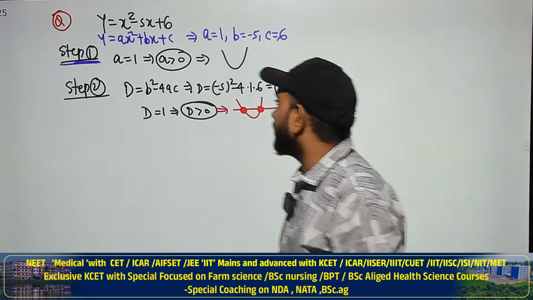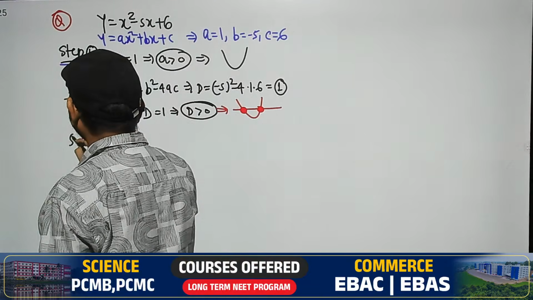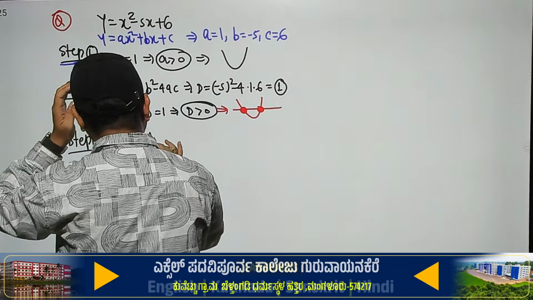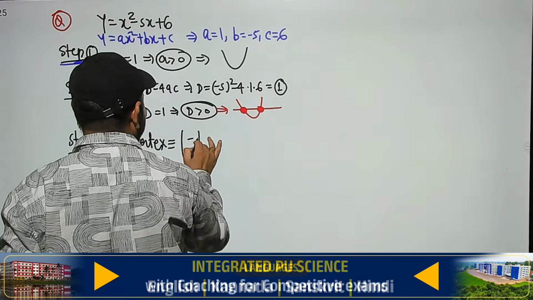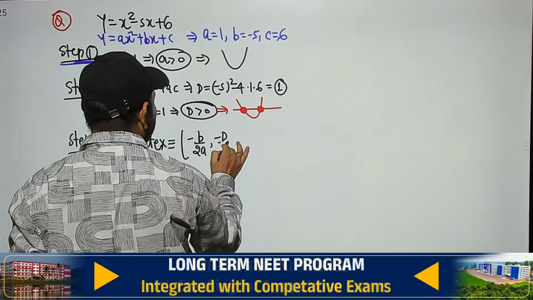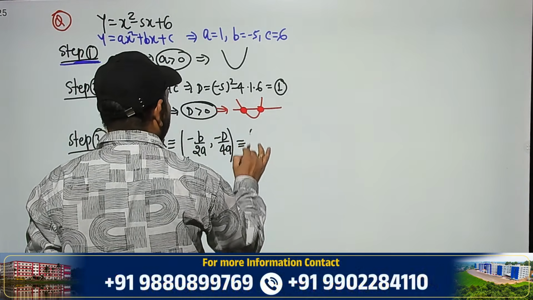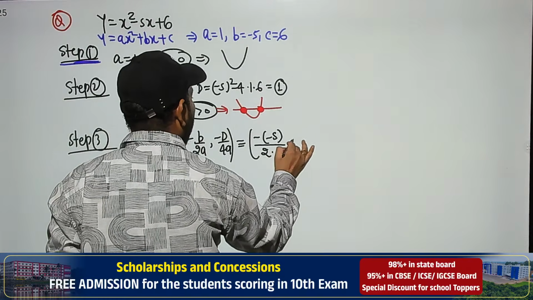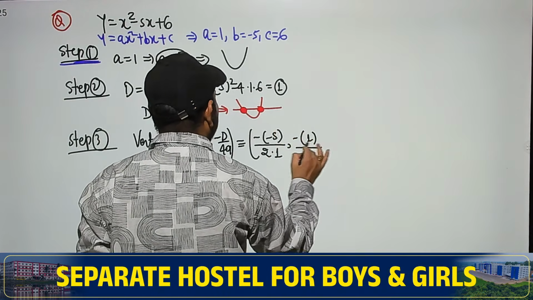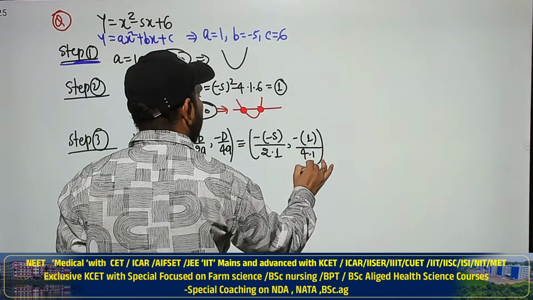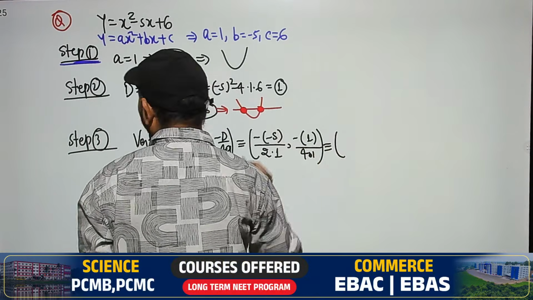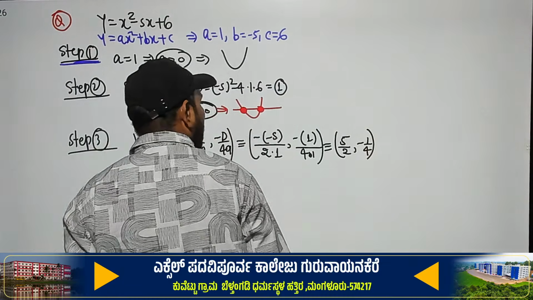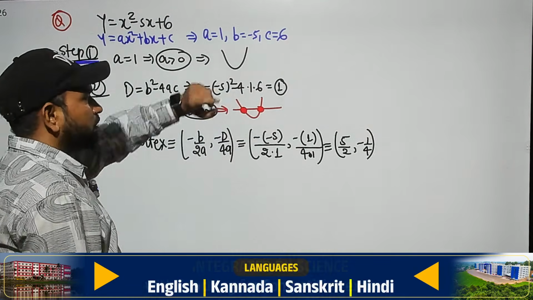Now step number 3. Vertex. I know the formula: minus b by 2a, comma, minus d by 4a. Now what is the vertex? Minus b value is minus 5, divided by 2 into a value 1, comma, minus d. D value is 1, divided by 4a, 4 into 1. This is equal to 5 by 2, comma, minus 1 by 4. This is the vertex. Now I know the vertex.